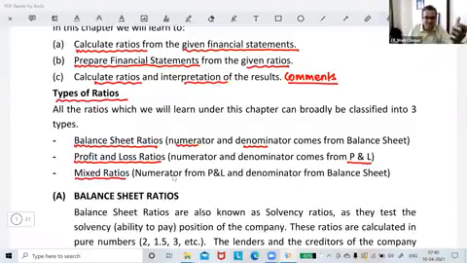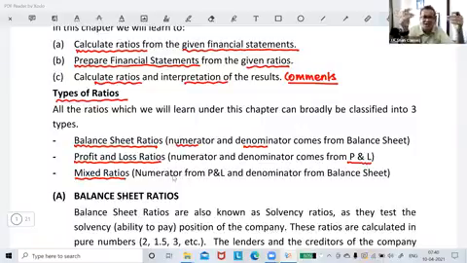The net profit ratio that we had just now: in the numerator it was net profit, and in the denominator it was net sales. Both numbers come from the P&L only. Correct, friends? Both numbers come from the P&L only. So that is a good example of a P&L ratio. Have we learned any balance sheet ratio?